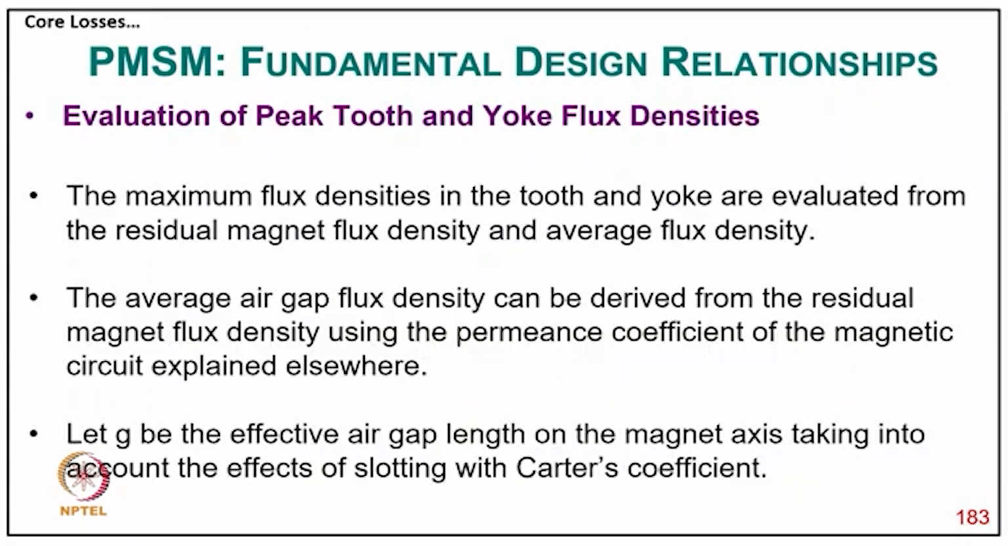So, now coming to evaluation of peak tooth and yoke flux density. The maximum flux density in the teeth and yoke are evaluated from the residual flux density and the average flux density. The average air gap flux density can be derived from the residual magnetic flux density using the permeance coefficient of the magnet circuit explained earlier, and let G be the effective air gap length on the magnet axis, taking into account the effect of slotting with Carter coefficient.